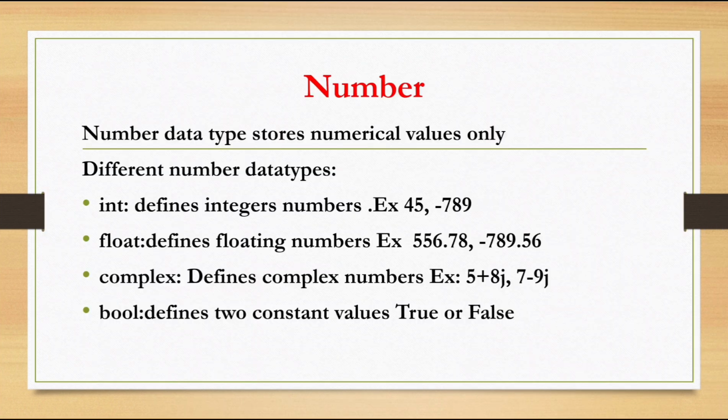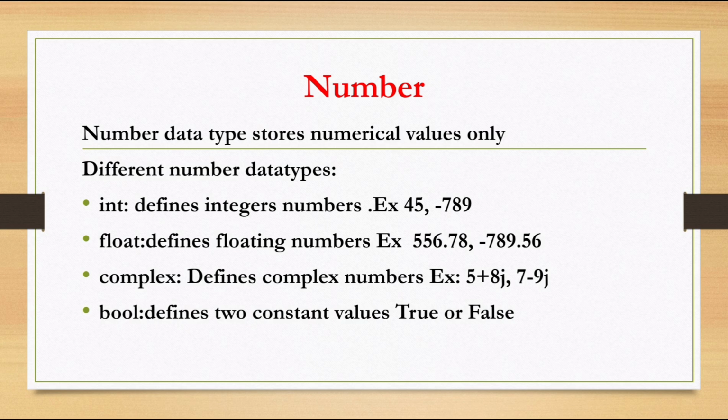First, we see what is number data type. Number data type in Python stores only numeric values. There are different number data types. One is integer. Int is a keyword which defines integer numbers, the numbers without fractional part. The numbers can be either positive or negative, but without fractional part.